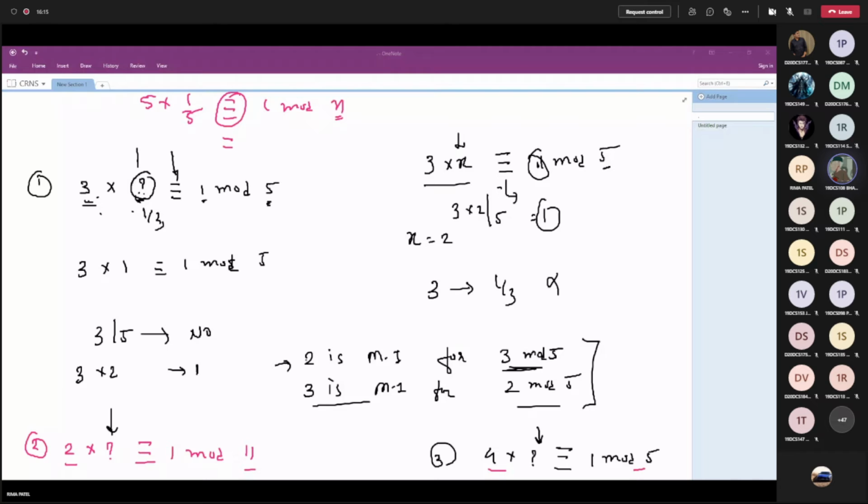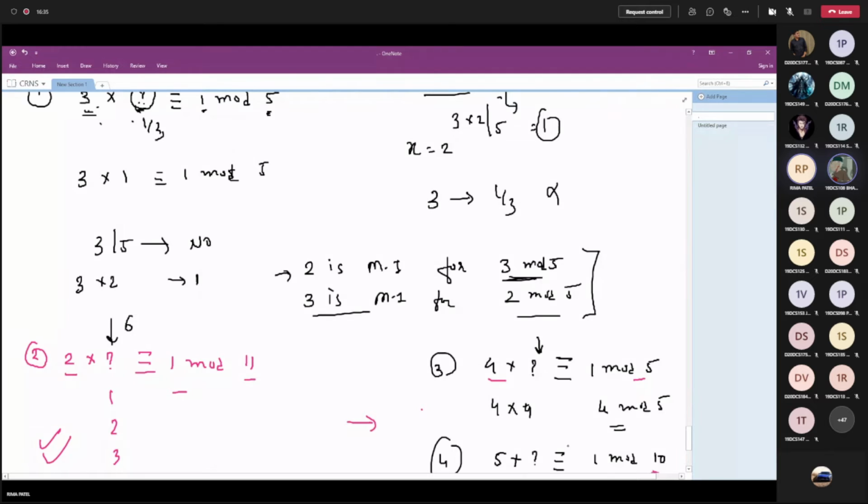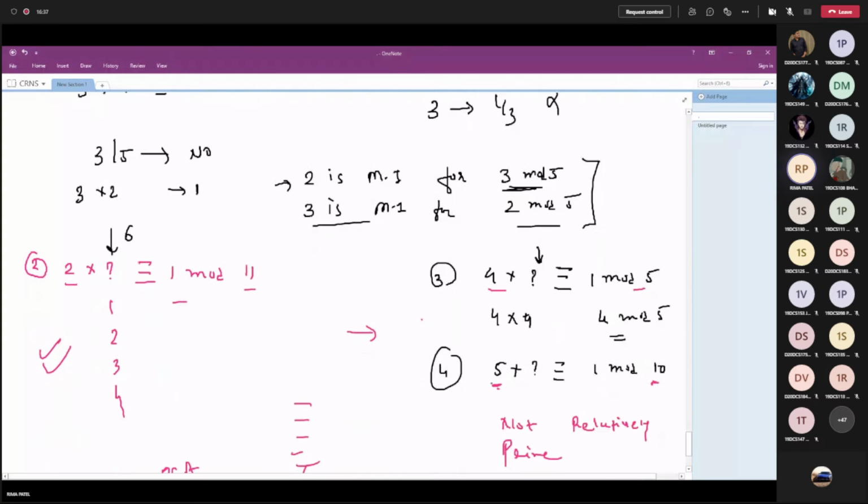In the second one, 4 will come. And in the first, 6 will come. Right. If I multiply 6, 6 2s are 12, divided by 11, you will get 1. And 4 4s are 16, 16 divided by 5, you will get 1. Okay, so yes, it is correct. How about this?